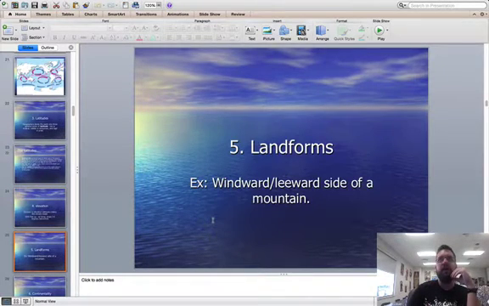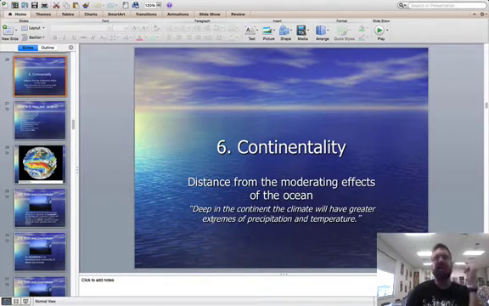And then landforms basically just go back to what we talked about with the rain shadow effect, how mountains and stuff can block moisture coming over as well. And then continentality. This one we're going to talk about a lot throughout the year, and a lot of students miss this. So continentality is the distance from the moderating effects of the ocean. Basically what that means is the more interior you live in the continent, the less the ocean is going to be able to regulate that climate. And so you're going to see more extremes between summer and winter months.